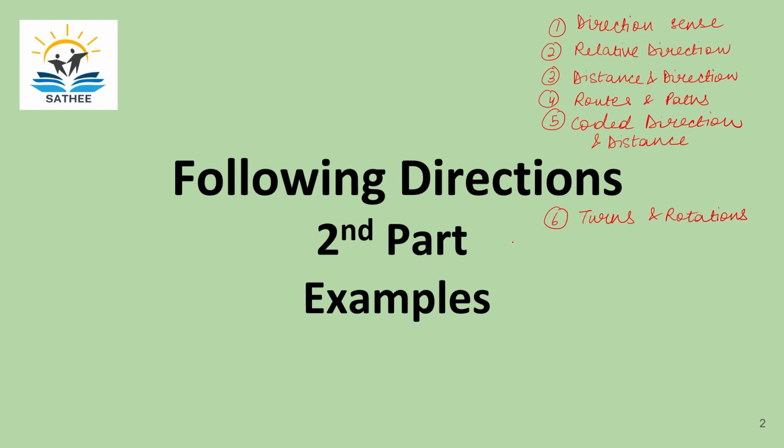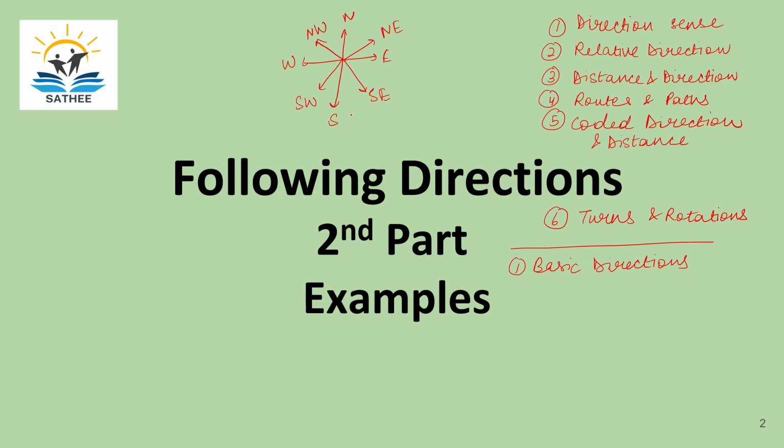Right? So to understand all these types of questions, we discussed 6 concepts. First was your basic directions. For this, we understood a chart of something like this: north, south, east, west, and this was northeast, this was southeast, this was southwest, and this was northwest. So this basic diagram we studied.